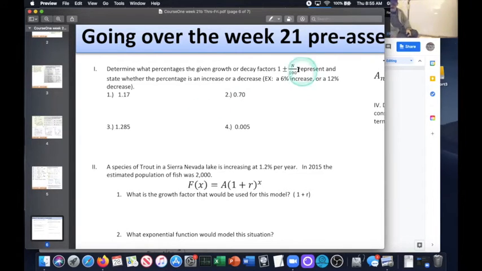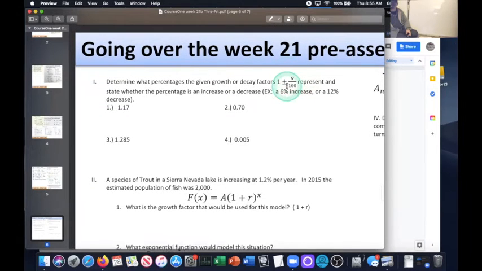So I kind of pointed out this earlier. Now, I put this here because I wanted to jog your memory. So we create these growth factors, okay, by adding to the one or subtracting from the one. So what got added to one here was 0.17. So that means this is a 17% increase. Because if we multiplied this number, the number is going to get bigger. Each time it'll increase by 17%.